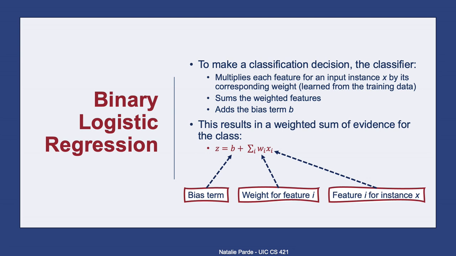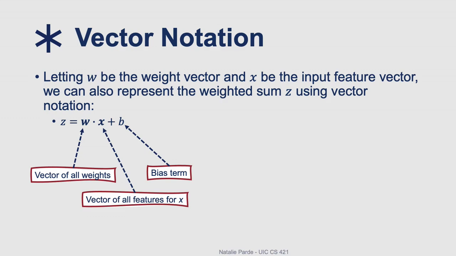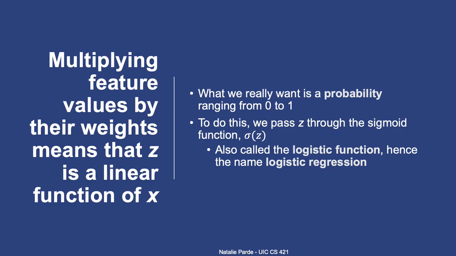To make a classification decision then, the classifier just multiplies each feature for an input instance X by its corresponding weight, sums those weighted features, and then adds the bias term. This function can also be represented using vector notation, which is useful since an input instance is generally represented as a vector of features. Now, multiplying feature values by their weights and offsetting the weighted sum by a bias term just results in a linear function of x. What we really want, though, is a probability ranging from 0 to 1.